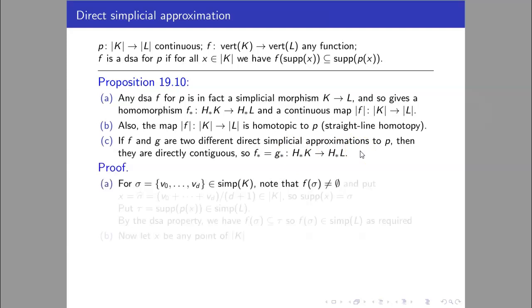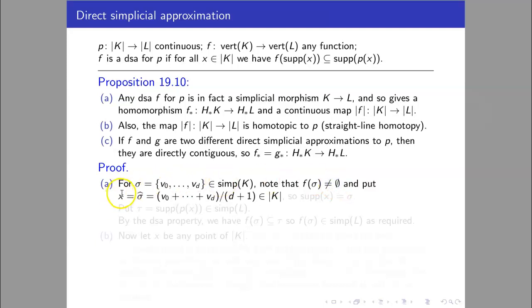Okay, so let's prove A. We're supposed to be proving that F is a simplicial morphism. It's got to send simplices in K to simplices in L. So let's consider a simplex of K, so maybe sigma is V0 up to Vd. F of sigma is supposed to be a simplex, and a simplex has certainly got to be a non-empty set. That's part of basic definitions about simplicial complexes. So let's check that F of sigma is not empty, but that's clear just because F of V0 is going to be an element of F of sigma.